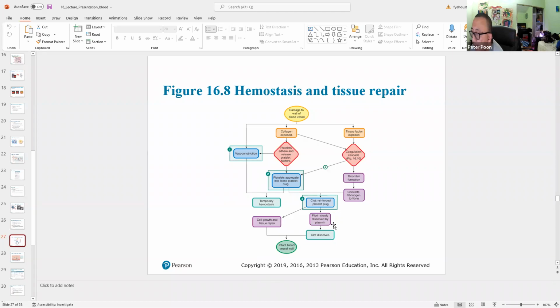Along with the fibrin coagulation cascade, which we'll get to in a little bit, you then form a more permanent plug, and then eventually you need to remove the clot. So the fibrin is slowly dissolved by plasmin from the platelets, which then dissolves the clot, and by that time you should have enough time to repair the tissue.